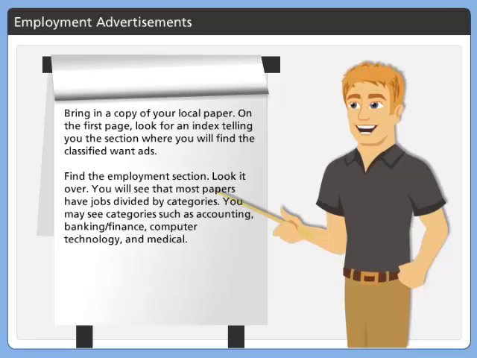Employment advertisements. Bring in a copy of your local paper. On the first page, look for an index telling you the section where you will find the classified want ads. Find the employment section. Look it over. You will see that most papers have jobs divided by categories. You may see categories such as accounting, banking finance, computer technology, and medical.